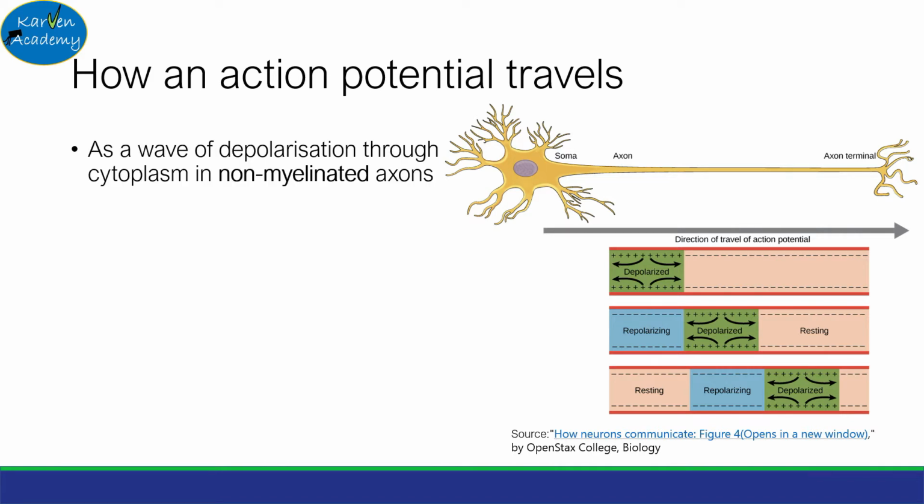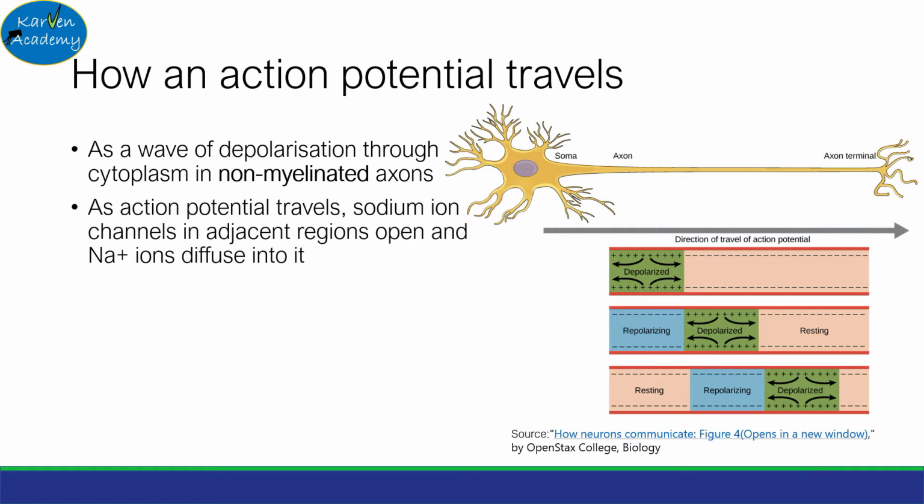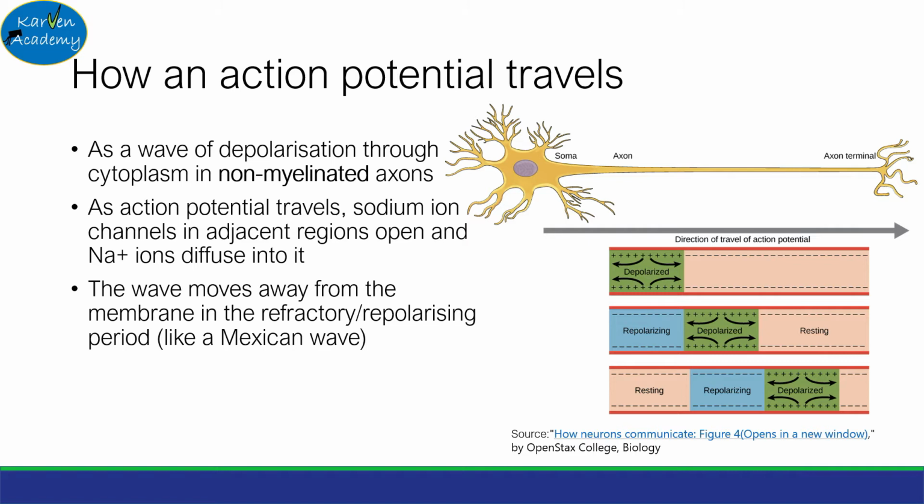In non-myelinated axons, they travel as a wave of depolarization. So what do I mean by this? Well, as the action potential travels, sodium ion channels in adjacent regions open, allowing sodium to diffuse into those regions, as shown in this diagram. The wave generated moves away from the membrane that is in the refractory or repolarizing period. If you think about the Mexican wave, the wave is carried away from the people who are moving their hand down after lifting it up. A point to note is that this wave of impulse travels slower than myelinated axons, which we'll look at next.